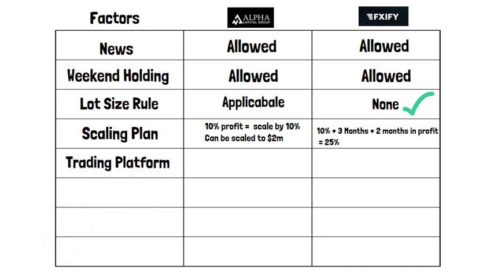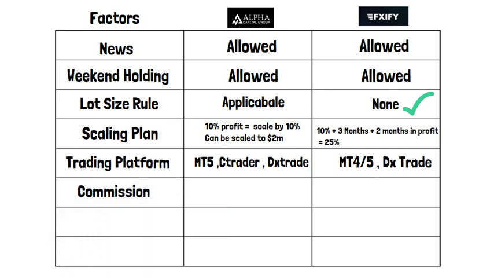Next is trading platform. The trading platforms that they offer in case of Alpha Capital Group are MT5, MetaTrader, CTrader and DXTrade. In case of FXify, they also have MT4 and MT5 as trading platforms. You can use DXTrade as well if you are a US citizen.